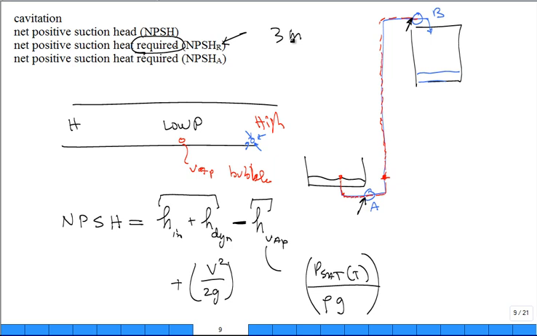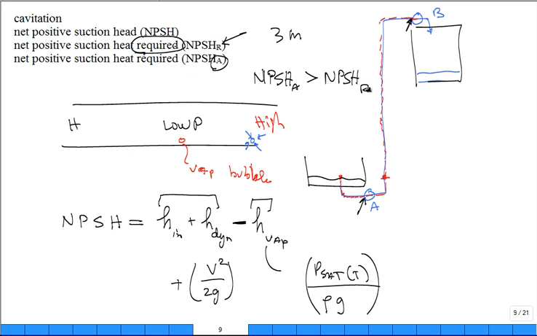You'll get cavitation. So the net positive suction head required is the minimum, and what's available should always be greater than the net positive suction head required by the manufacturer. I can't even spell it.